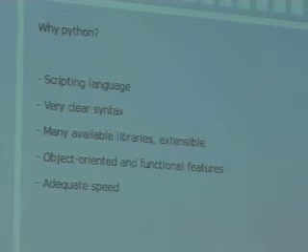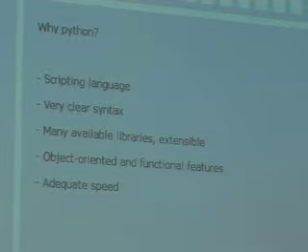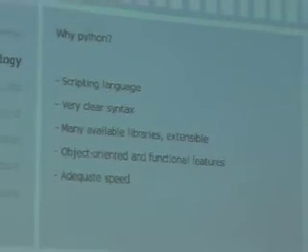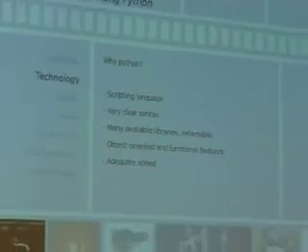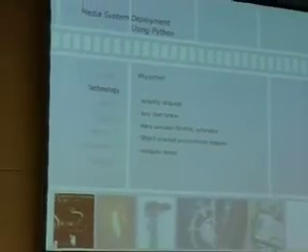Another reason for Python was that there's lots of libraries you could use. I'll be going through a lot of libraries in the rest of the talk. And it's easy to write your own libraries. I'll also be talking about how to do that. It's a very structured language, object-oriented stuff. You can do some functional stuff, and it's fast enough for most of what you want to do in media systems.